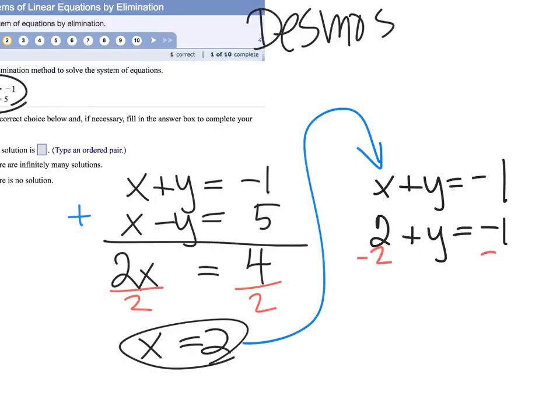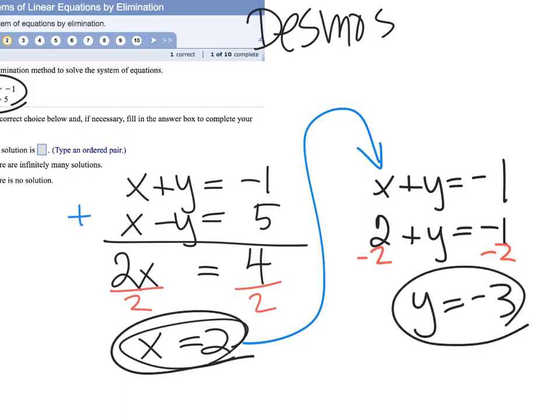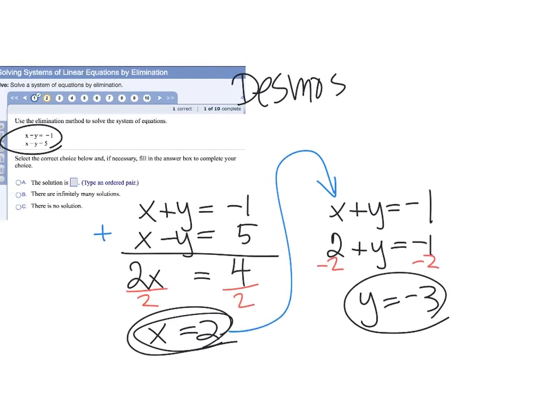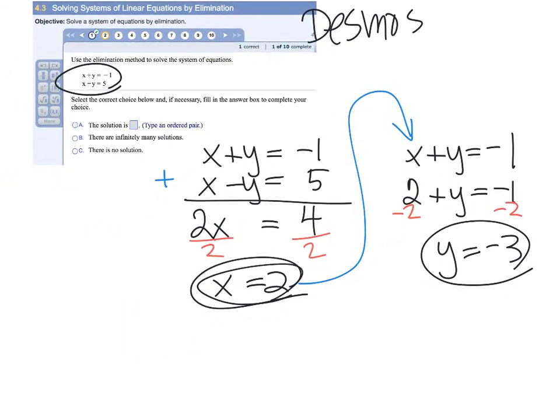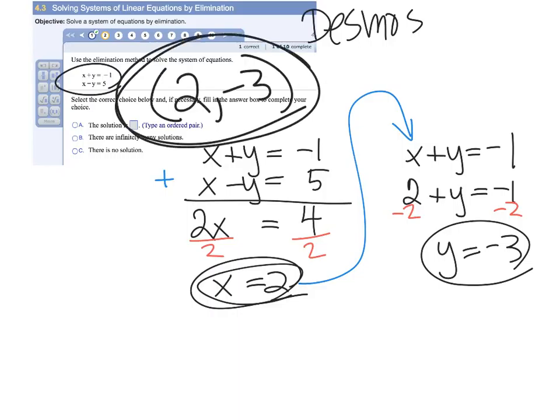So you subtract 2 from both sides, you end up with y is equal to -3, and there is your solution to this system of equations. It is (2, -3), and that's where these two lines will intersect.